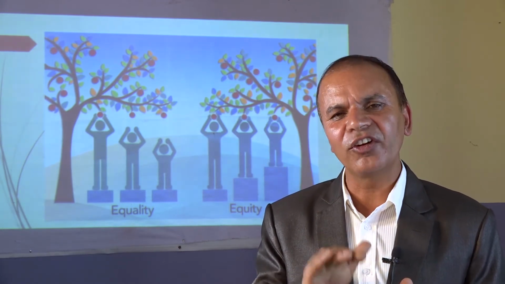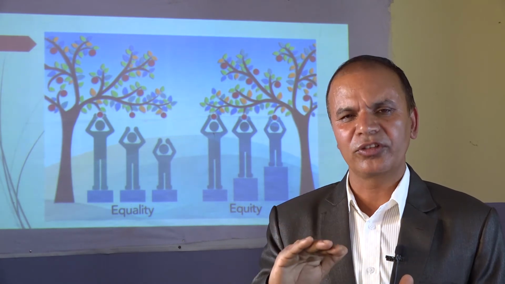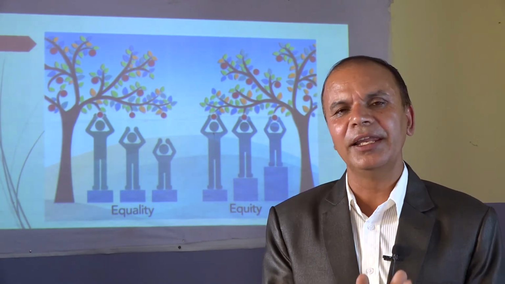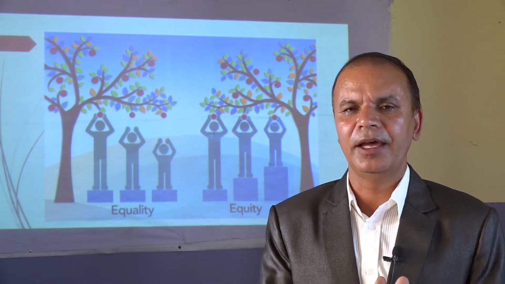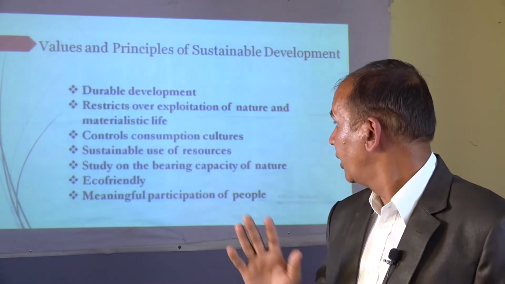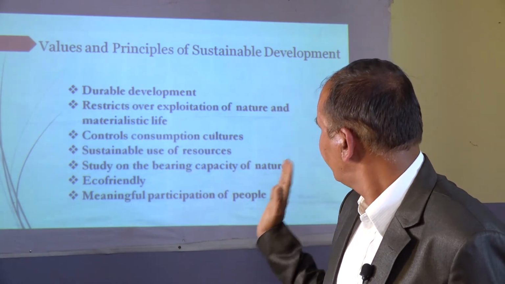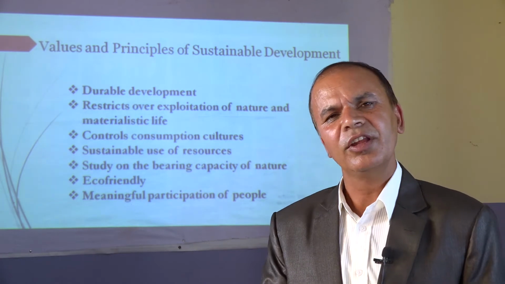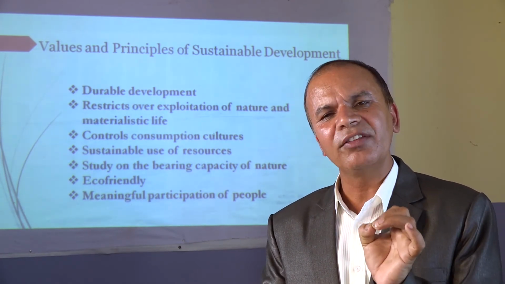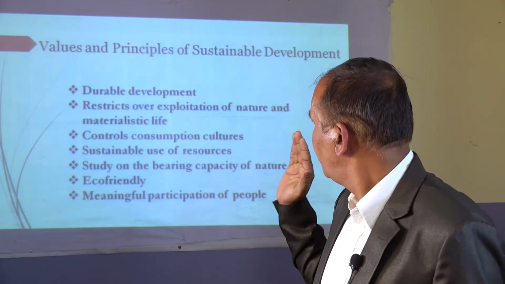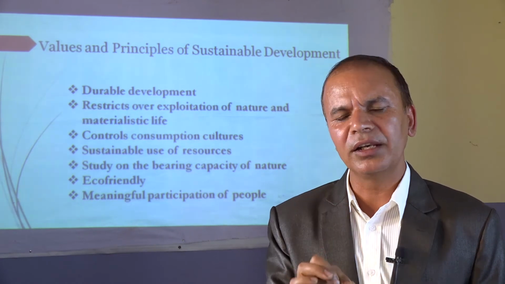If we provide the facilities to make the position equal, that is called equity, samata and samanata. And then you may see in the picture the values and principles of sustainable development. Sustainable development visualizes durable development. Development should be long lasting.